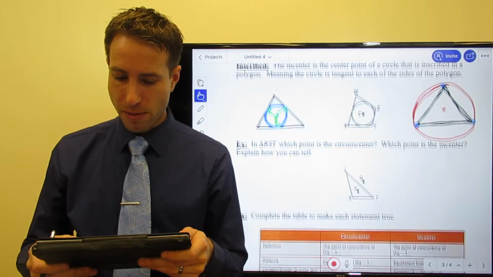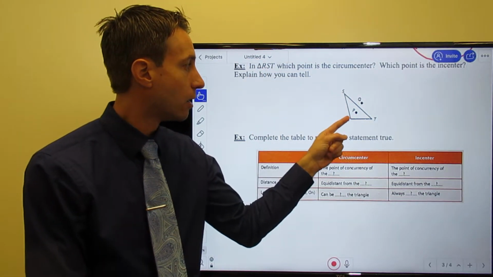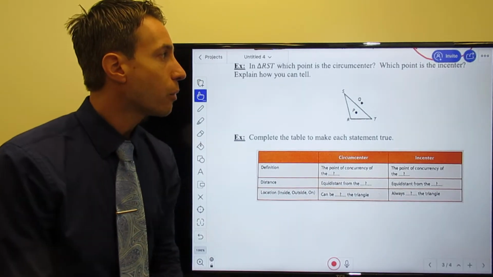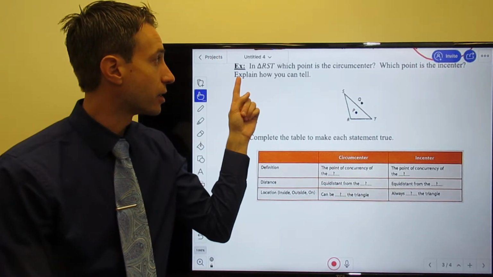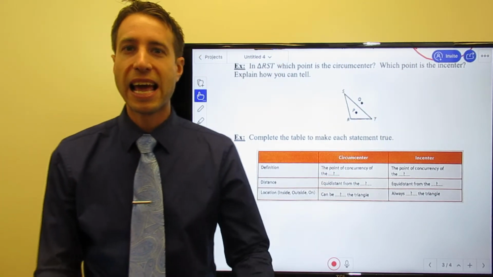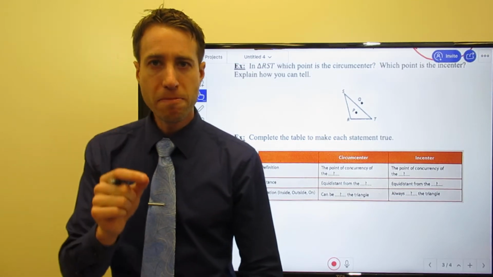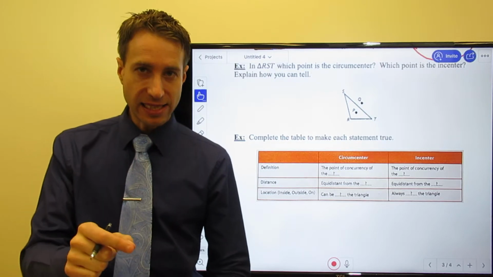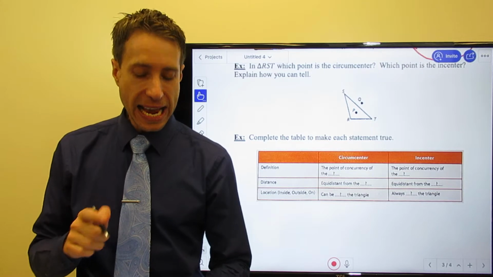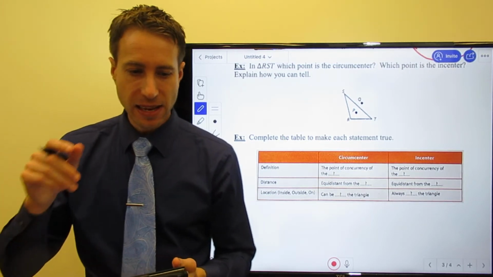So let's talk about our first problem that I've got for you here. I give you a triangle, RST, and I've given you 2 points, P and Q. I want to know which point is the circumcenter, which point is the in-center, and how do you know? This is actually a really important idea. Remember that the in-center is angle bisectors. What that means is this.